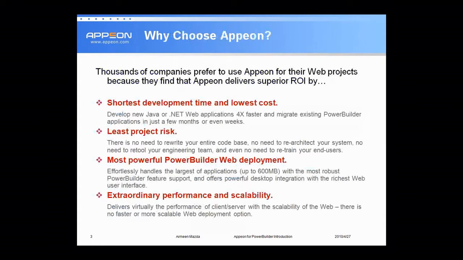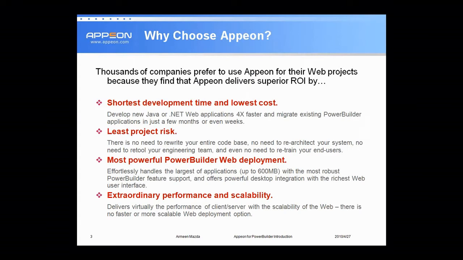There are thousands of companies worldwide that have been using Appeon, and many more are joining each day. The reason for this is that Appeon delivers superior ROI. Specifically, you will get 4 key benefits. First, it is the shortest development time and lowest cost. We have seen a minimum of 4 times increase in the productivity and speed of a project, where a web project can be completed within just a few months or even few weeks.